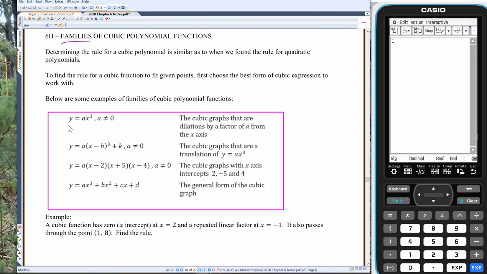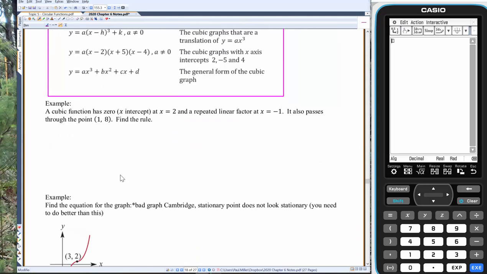Basically, if we've got dilations by a factor of a from the x-axis and it's an inflected cubic, we use this form. If it's been translated, then we use this form. If it's got x-intercepts, this form. We can also use the general form if we have to. Let's have a look at a couple of cases.